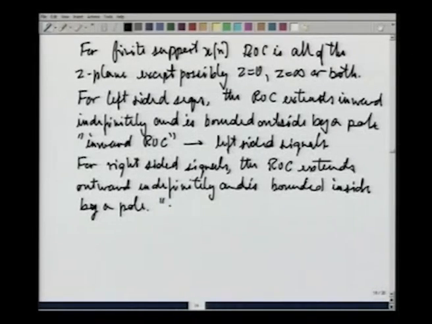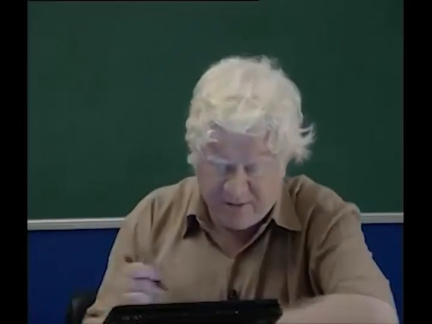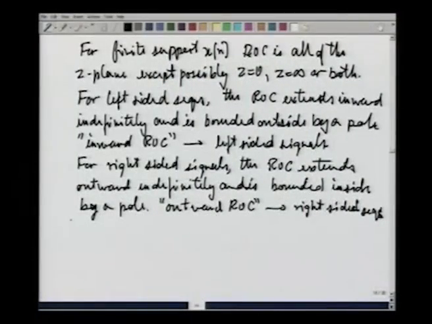Thus, the outward ROC is what you call this, and it corresponds to right sided sequences. Fine. So, it is very nice. Inward ROC for left sided signals, outward ROC for right sided signals. Of course, in both cases we will have to say that z equal to 0, z equal to infinity may appropriately be excluded.